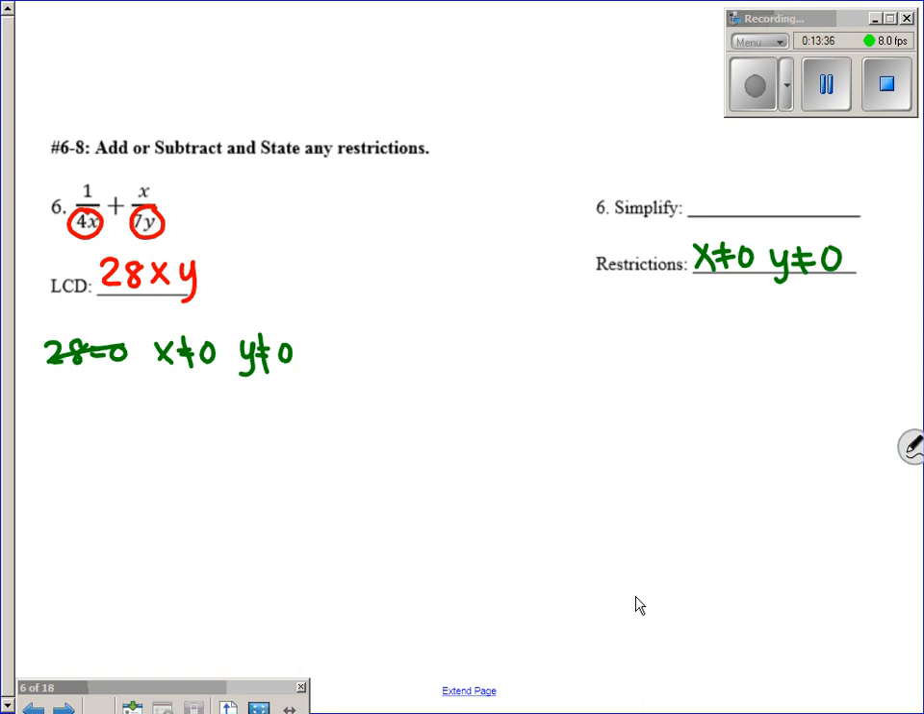And now that we've got that done, we can go ahead and add and subtract. So we want our LCD to be 28xy. If you look at the first side, how do we get from 4x to 28xy? Well, we had to multiply by 7 and y. So what I do to the bottom, I also have to do to the top. So 1 times 7y is just 7y.